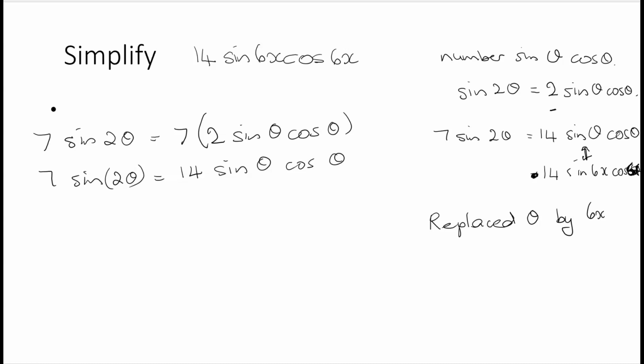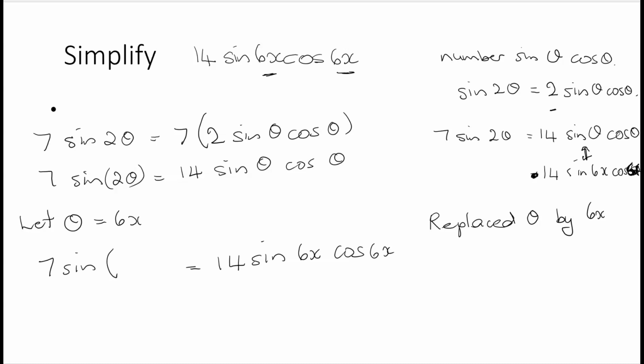So let theta equal 6x, because this is what we had. We had 6x and 6x. So our right hand side would be 14 sine 6x cos 6x, which was the question. And then the answer would be 7 sine. Now, if theta is 6x, then 2 theta must be twice that. So the answer is 7 sine 12x.